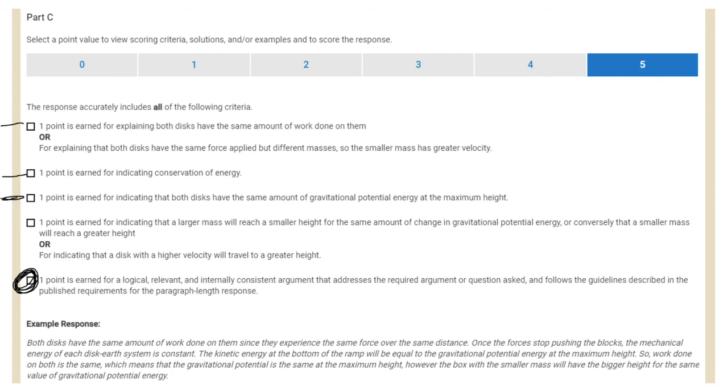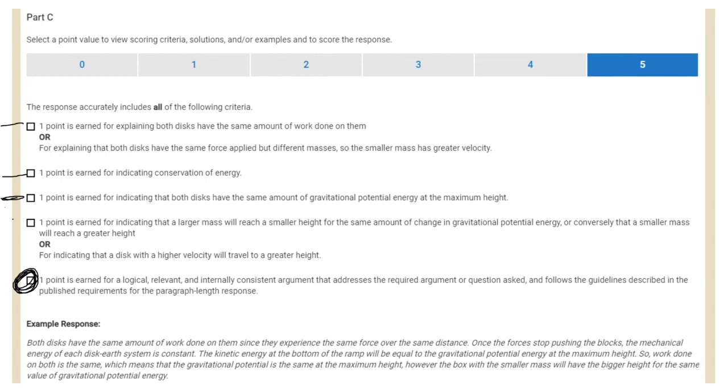That one's not obvious, but eventually as you do more and more of these questions, you realize that's what they're setting you up for. A lot of kids might think they have a different height, so they're going to have a different gravitational potential energy, or if they have the same height, they'd have the same gravitational potential energy. That is not the case. They have the same gravitational potential energy. They have different masses, so they have different heights.